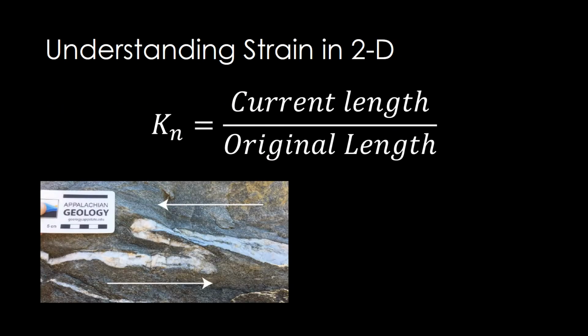Kn represents how long the rock was compressed or elongated. N is representative of the x, y, or z direction, and the equation is the current length divided by the original length. The current length of this outcrop is just this whole length, while the original is the whole quartz vein. So this shows that this was shortened.